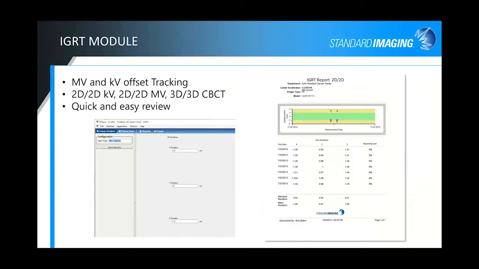And then our IGRT module, as I mentioned, is kind of a database type situation where you can put in your daily deviations in the X, Y, and Z positions for either your 2D kV, your MV, or your 3D cone beam CT positions as well. Then you can utilize those daily placements to make trending graphs and see how things are progressing over time.